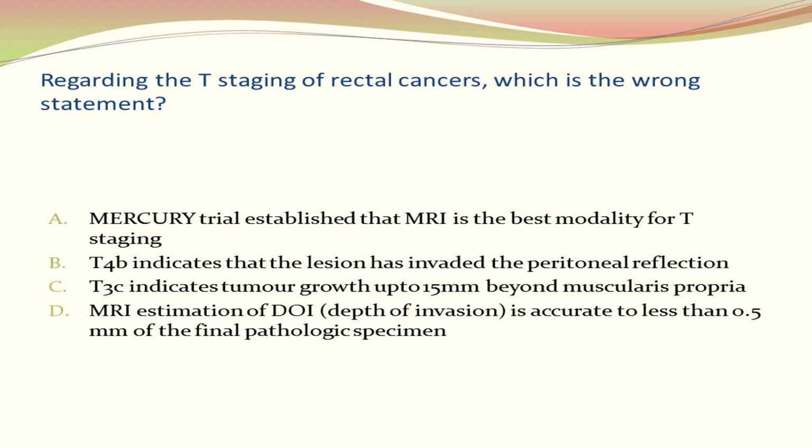One more question we'll take on TNM staging. Regarding the T staging of rectal cancer, which is the wrong statement? Mercury trial established that MRI is the best modality for T staging. T4B indicates that the lesion has invaded the peritoneal reflection. T3C indicates the tumor growth up to 15 mm beyond muscularis propria. And MRI estimation of depth of invasion is accurate to less than 0.5 mm of final pathological specimen. Again a very straightforward question. इसमें कुछ कैच नहीं है.